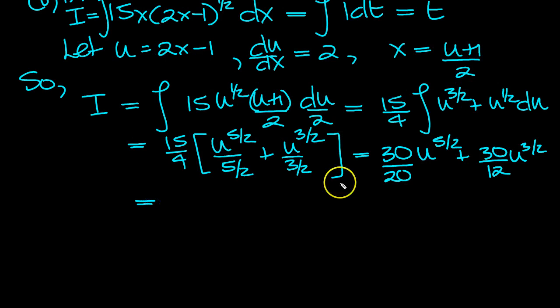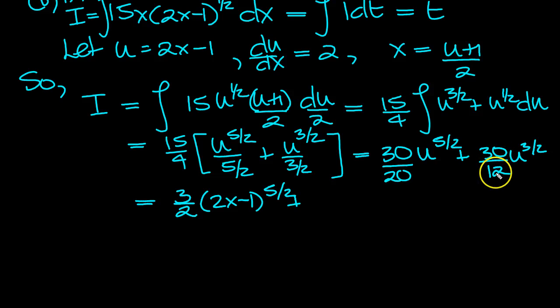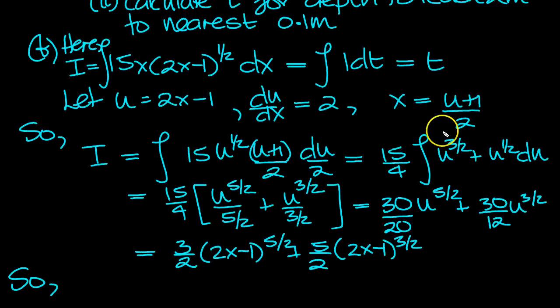So it's 3 over 2, u is 2x minus 1, so to the 5 over 2, plus 30 over 12, divide by 6, 5 over 2, 2x minus 1, isn't it, to the 3 over 2. So what have we got here then? Well, we've done the integration, and then we can just add a k, can't we, because this is just t. So we can put a plus k in without any harm, here and here.